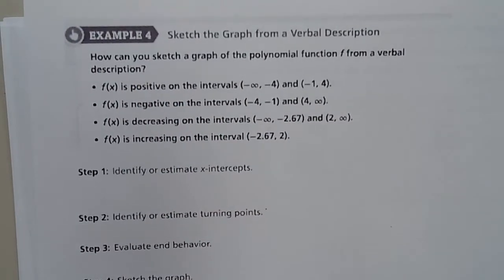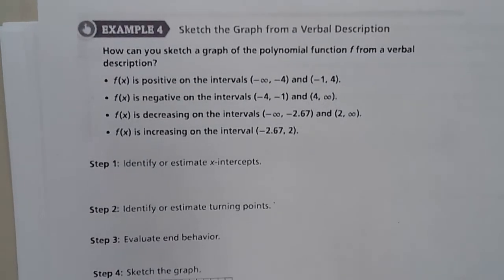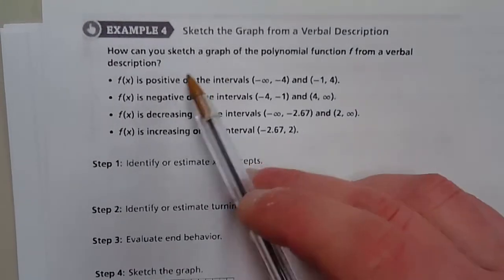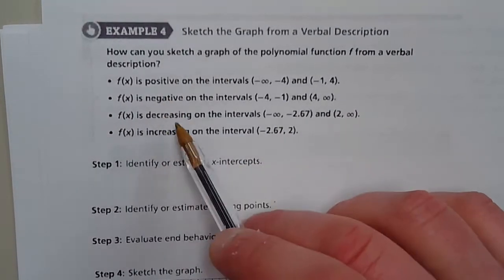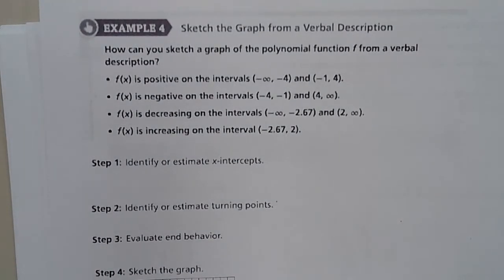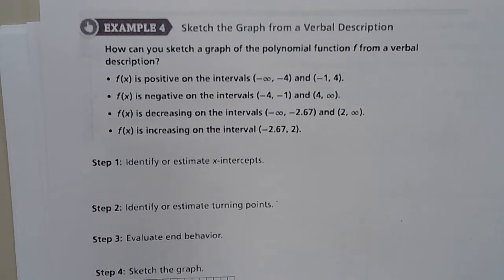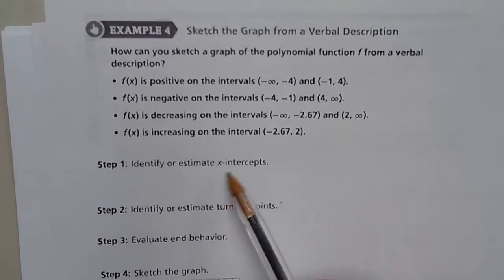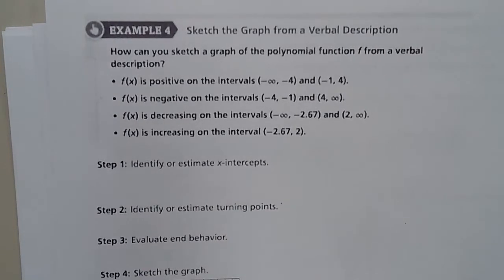So here, instead of giving you an equation, they describe a bunch of intervals. They tell you the intervals where the graph is positive, negative, decreasing, and increasing, and want us to come up with what this graph basically should look like. So the nice thing is this does have a little step-by-step process of how you want to think about it. So it says for your first step, come up with the x-intercepts.